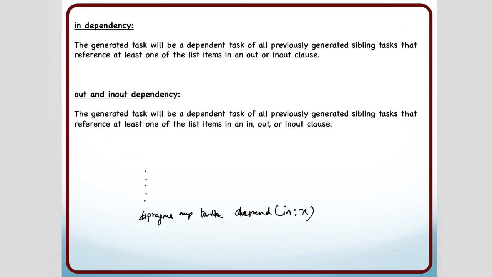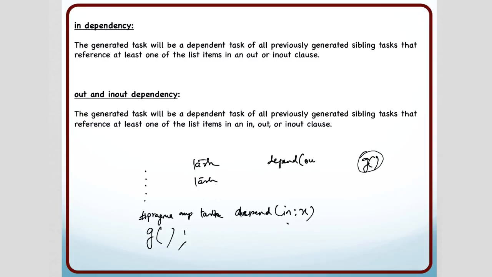What it's saying is that this task will be a dependent task. This task, whatever I'm going to do over here, I'm going to call a function g. So this g is going to be a dependent task for all the previously generated sibling tasks. Whatever tasks have been created before this by the parent task that reference at least one of the list items in an out or inout clause.